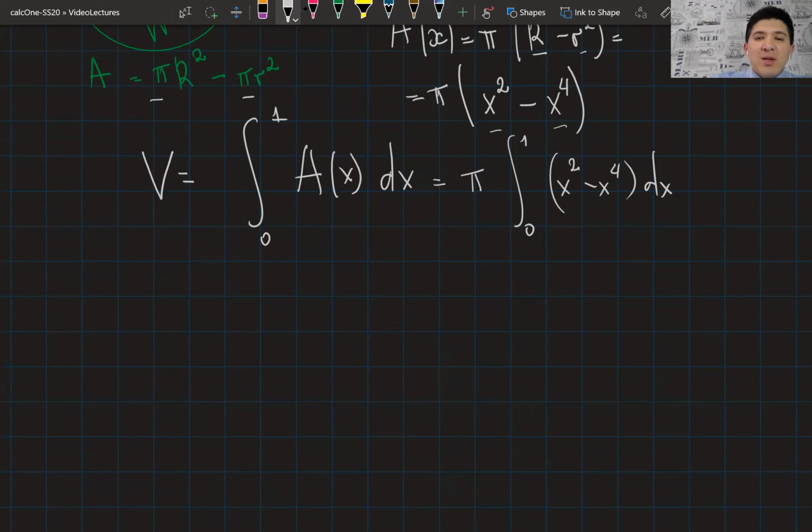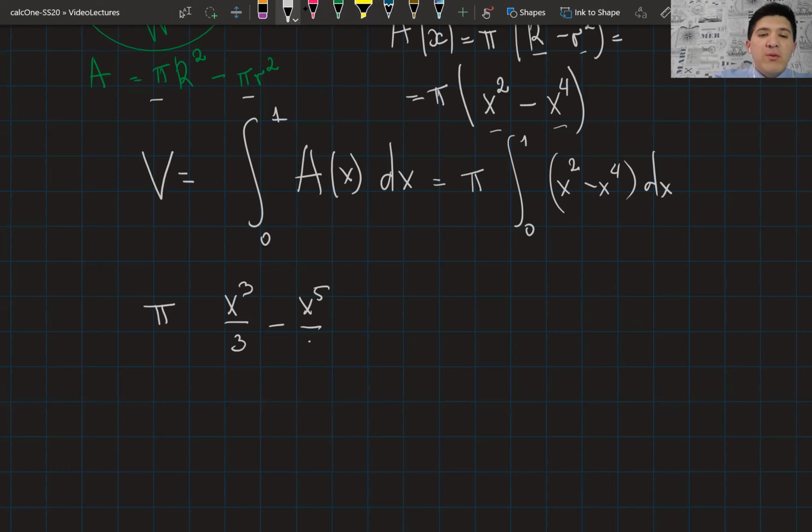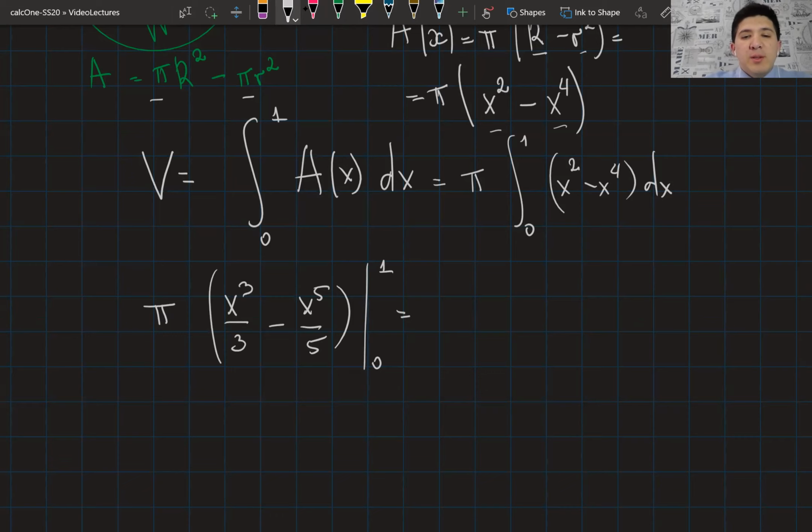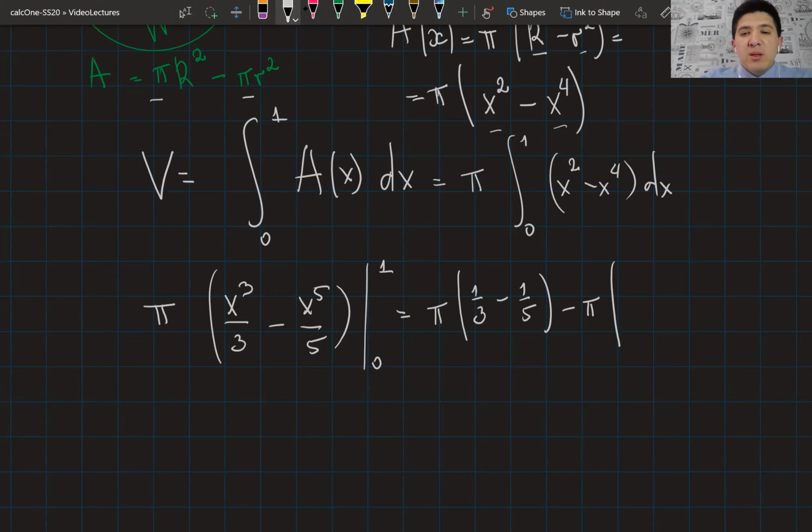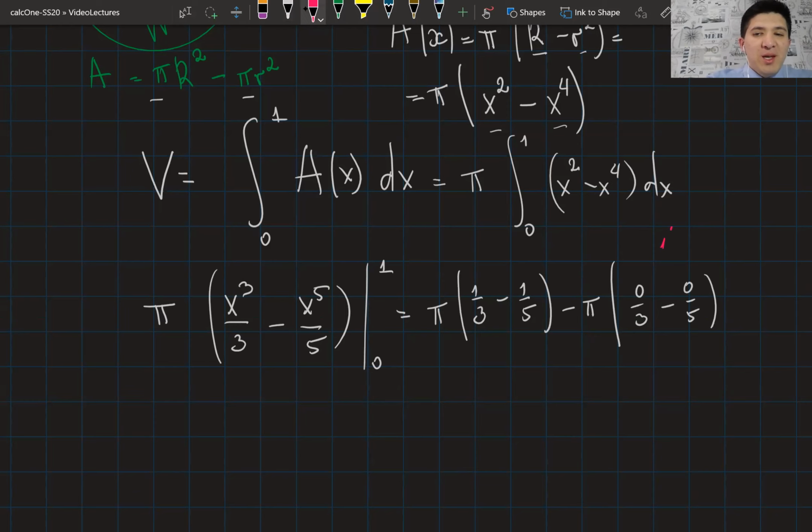So the integration of the rest is going to be x cubed over 3 minus x to the power of 5 over 5. We have to integrate this from 0 to 1. Basically, we need to evaluate this antiderivative at the point 1 and at the point 0. So if I substitute the 1, it's going to be 1 over 3 minus 1 over 5. Then minus pi multiplied by the value at 0. If I substitute the 0, it's going to be 0 over 3 minus 0 over 5. So the second term obviously is going to be simply 0.